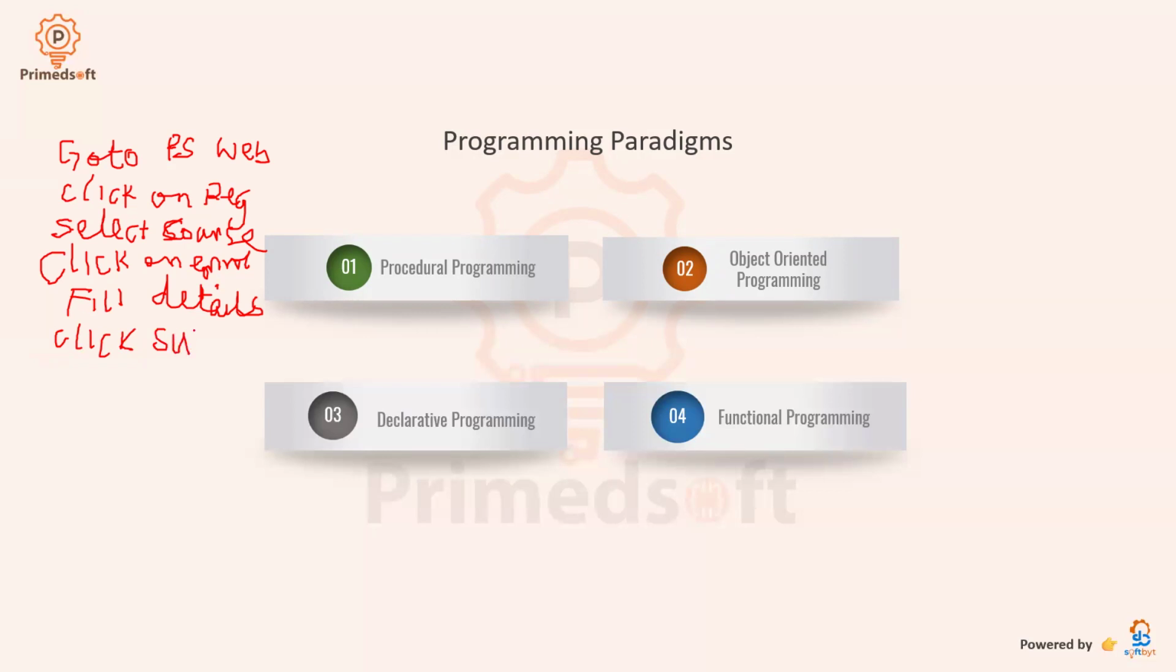You know how you say you want to write it in acceptance criteria. So let's count: 1, 2, 3, 4, 5, 6. In 6 steps, you will register on the PrimeSoft website. This step-by-step approach of trying to achieve a thing is known as procedural programming.